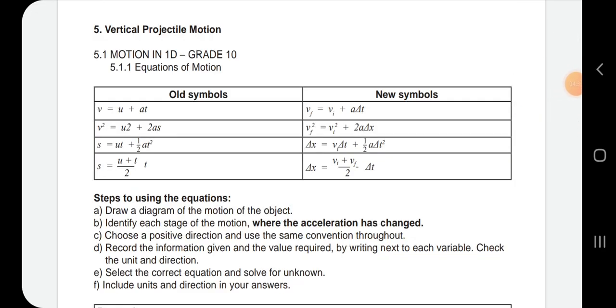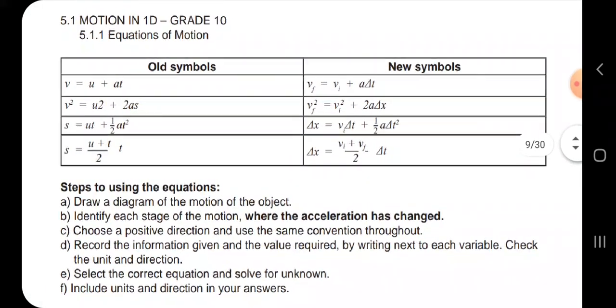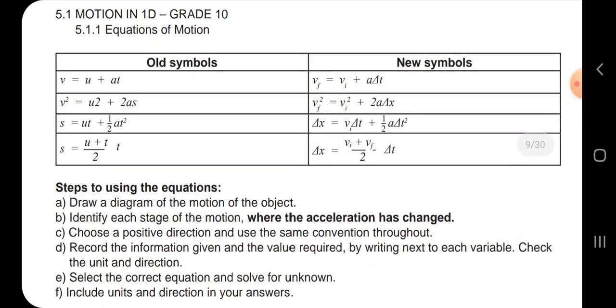So for motion in one direction, we use this formula, the new ones, so don't mind the old ones. This is how they were written in the old syllabus, but now with CAPS, the one that you're doing, we use this new formula. So VF is final velocity, VI is initial velocity, A stands for acceleration, and Δt is change in time. The t is time.